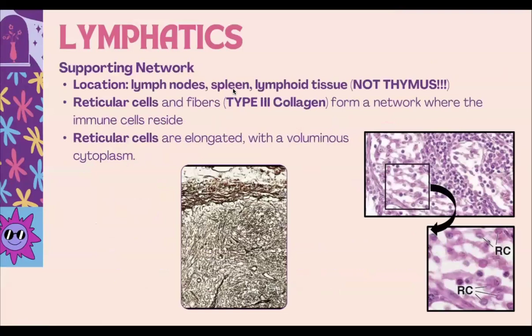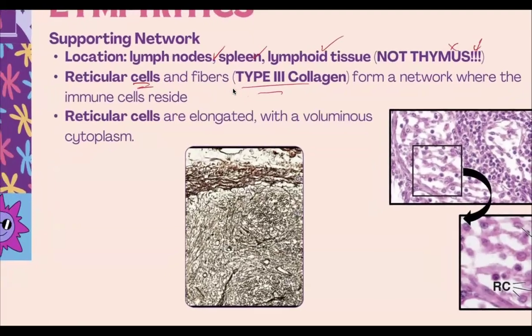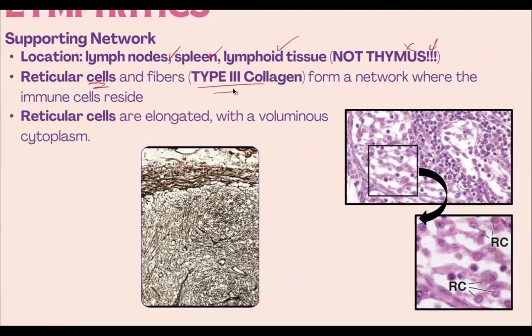Then you have a supporting network in your lymphatics. This supporting network is present in your lymph nodes, it's present in your spleen, lymphoid tissue, but it's not in the thymus. Important distinction, it's an exception, so exceptions are always good to know. This supporting network is made of reticular cells, so type 3 collagen. And this is a picture of it. Remember, reticular cells have this appearance. Reticular connective tissue has this appearance because of its silver stain. And here you can see the reticular cells in this picture as well.